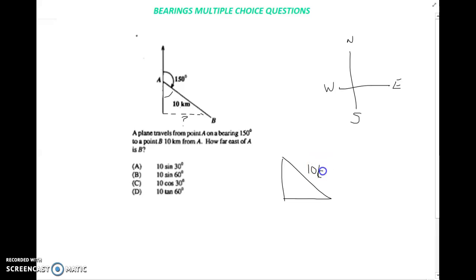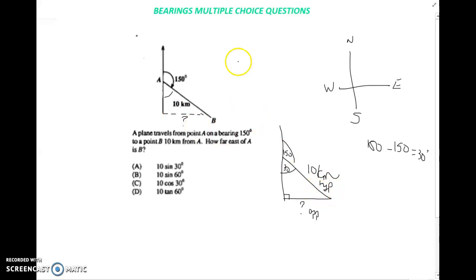Here's 10 kilometers, right? Here's 150. Angles on a straight line add up to 180 degrees. So this here would actually be 30 degrees, right? 180 take away 150 is 30 degrees, right? Cool. And now we want to find this. Now let's label our sides. This would be 90 degrees. This is opposite. Remember, this 10 here will be the hypotenuse.